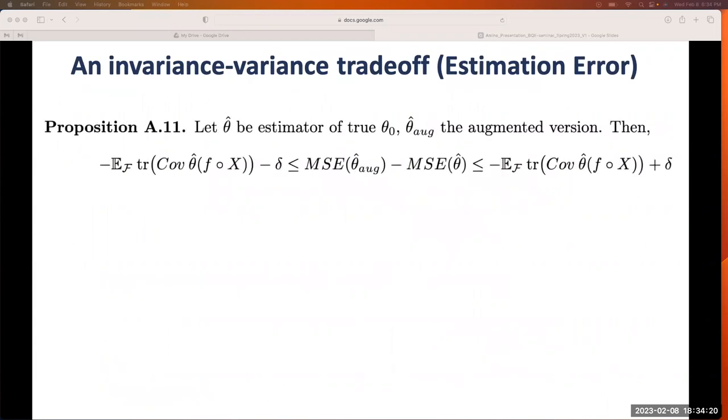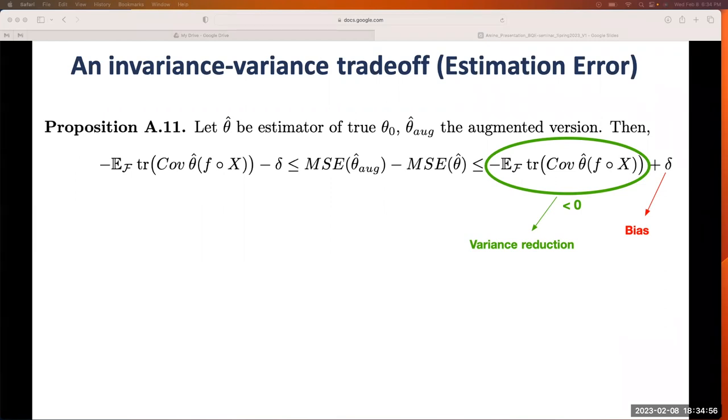So we want to understand more precisely what actually happens during learning in the parameter space. So we start by taking the difference between the mean squared error of our estimator, theta aug, and the mean squared error of theta hat, with respect to the true parameters. And here again, we see this trade-off we discussed earlier. What this is basically saying is that the difference between the mean squared error of the augmented version of the estimator and the vanilla version is negative because of this variance reduction term, but we do have this additional bias as well.